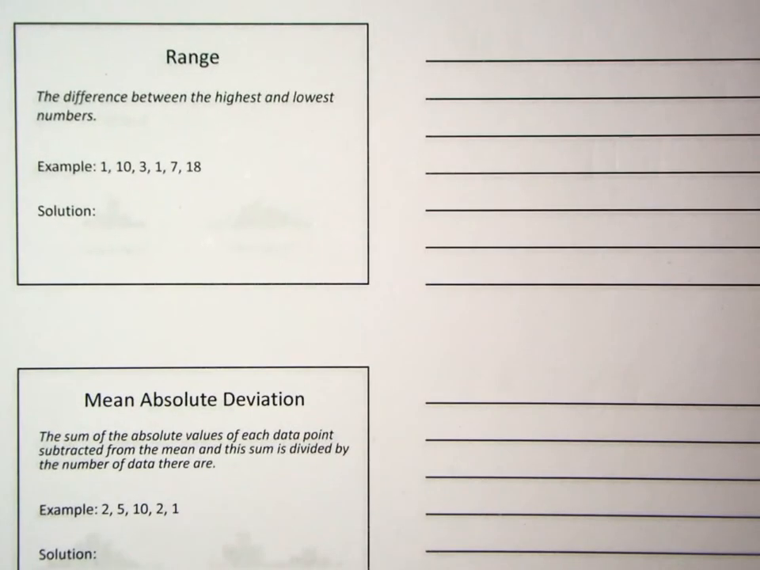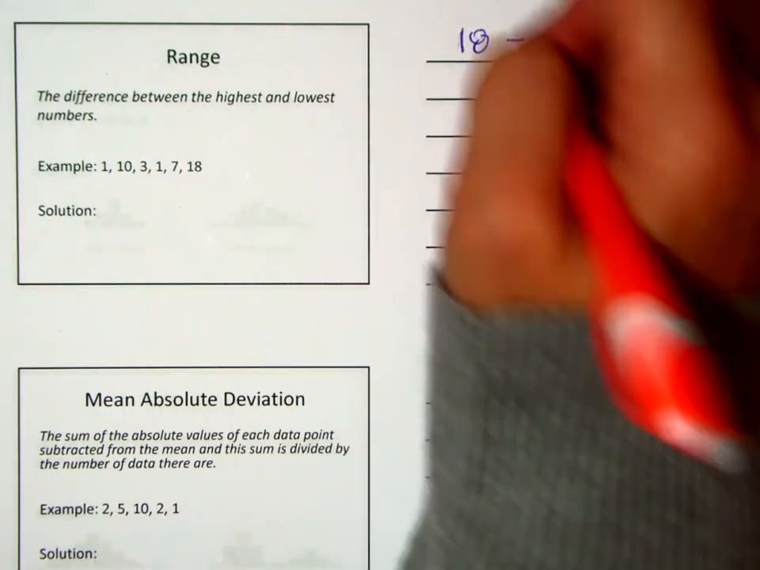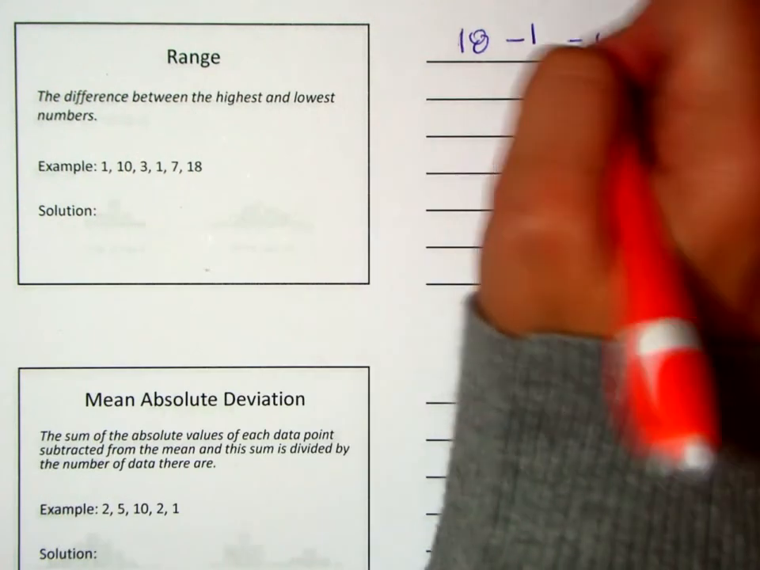Then we can get into variation. With variation, one of the ways you can talk about how the data varies is the range. Remember, the range is going to be the highest number, so in this case 18, minus the lowest number, in this case 1, so the range is going to equal 17.